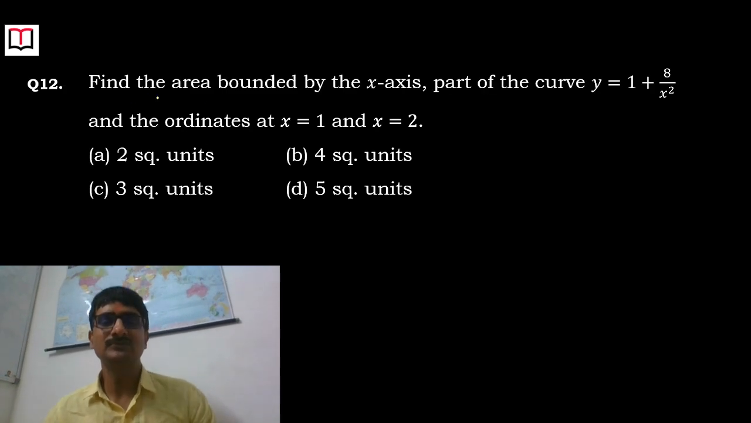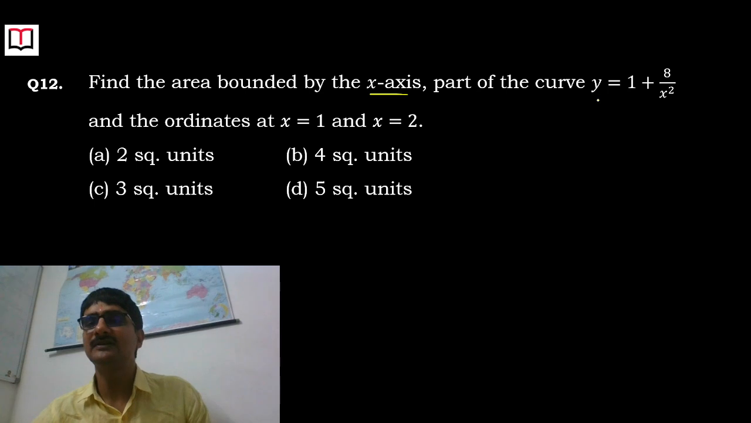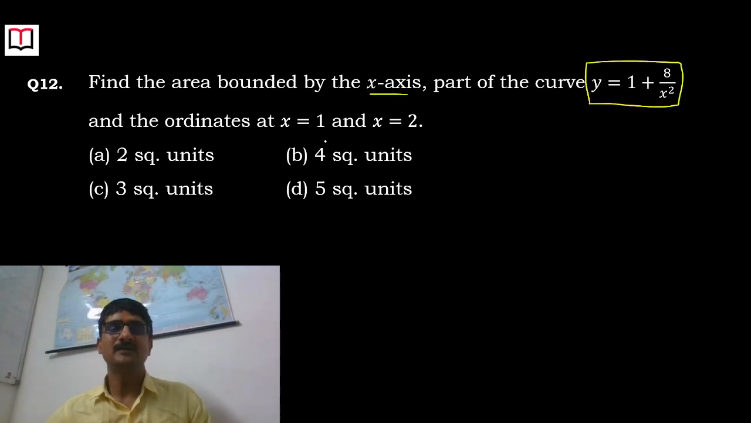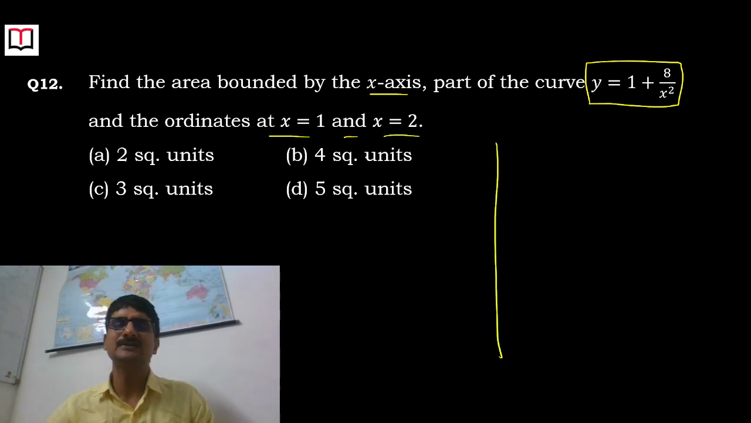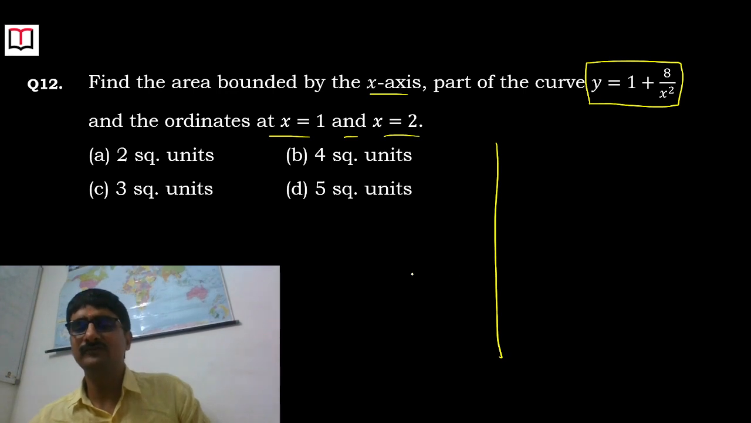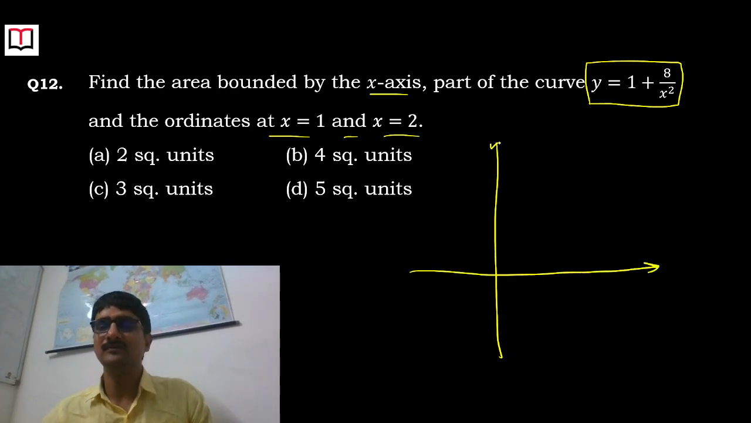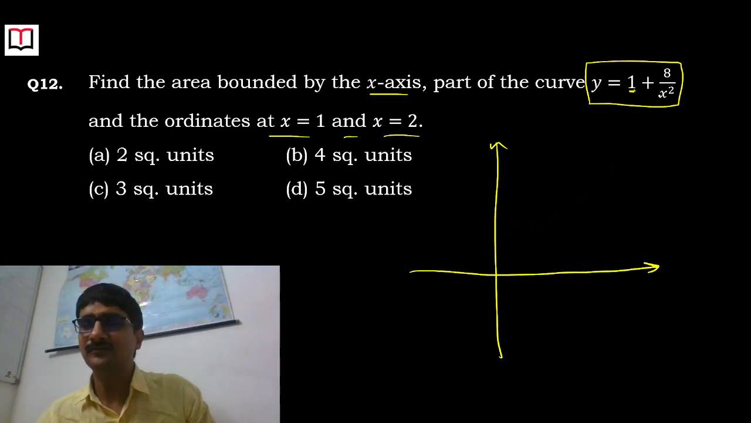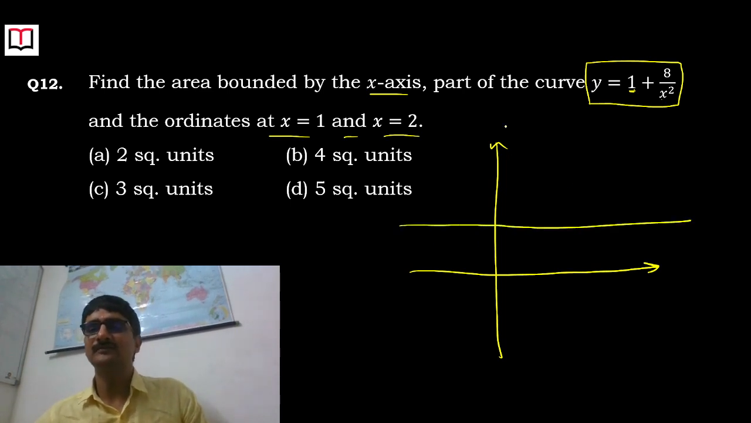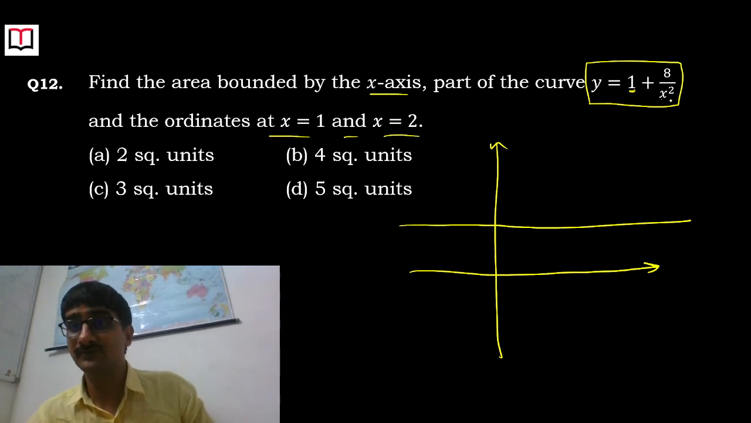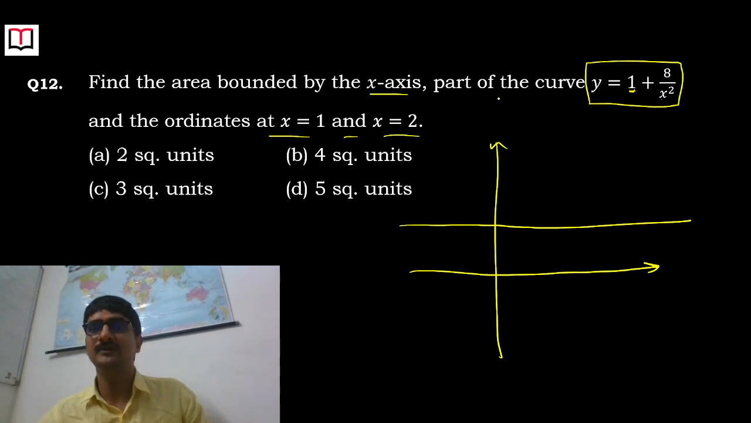So moving to the 12th question, find the area bounded by the x-axis and the curve. Now that's one curve, and the ordinates this and this. So how will the curve look like? Even if we don't draw the curve, y is always positive. The minimum value y takes is 1, and as x goes to infinity, it approaches 1. And as x goes to 0, it goes to infinity. So something like this.